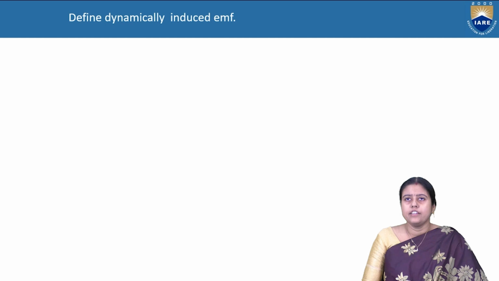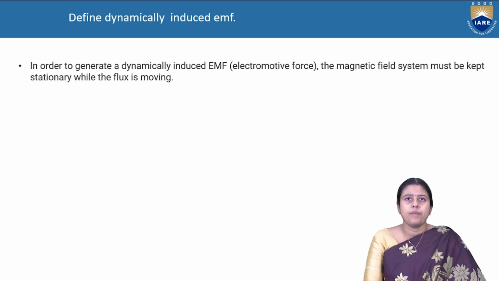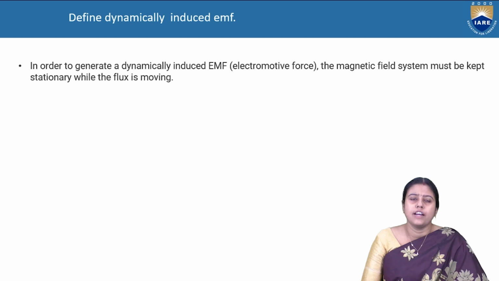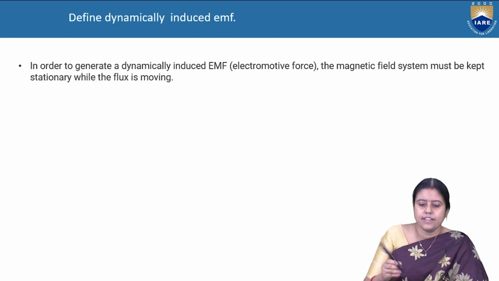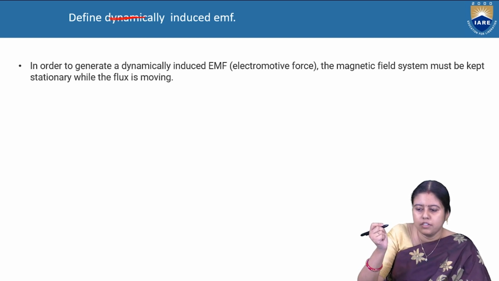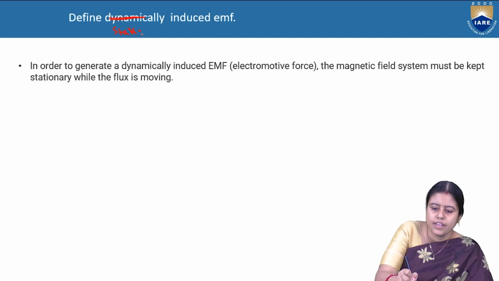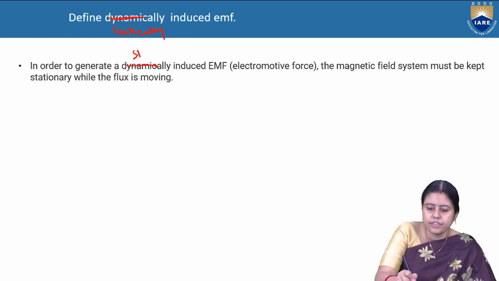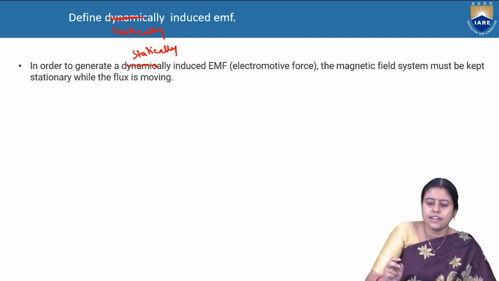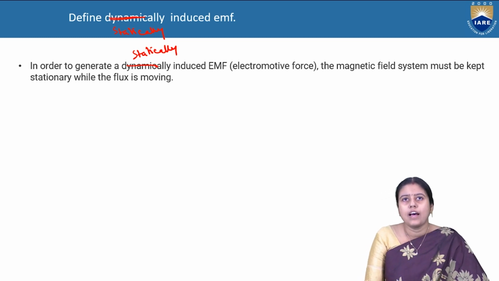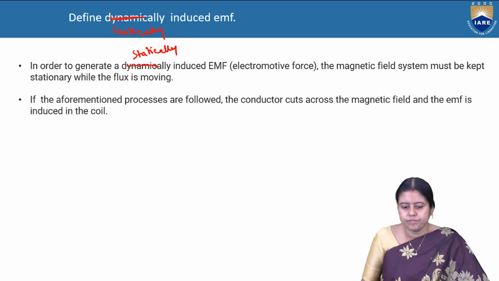Define the dynamically induced EMF. What is dynamically induced EMF? In order to generate a dynamically induced EMF, the magnetic field system must be kept stationary when the... this is the statically, the question is wrong. This is the definition of the statically induced EMF. The magnetic field system must be kept stationary when the flux is moving.